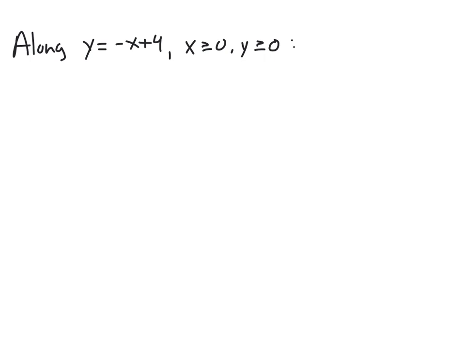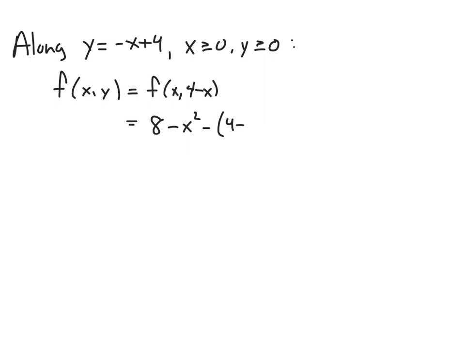And so on that particular segment, I have my function f of x, y. Well, what we're actually going to compute here is f of x comma negative x plus 4, or maybe I'll write that as 4 minus x. Make it a little bit simpler. So we want f of x, 4 minus x. And so when we do that, we're going to get 8 minus x squared minus 4 minus x quantity squared plus 4x plus 2 times 4 minus x.